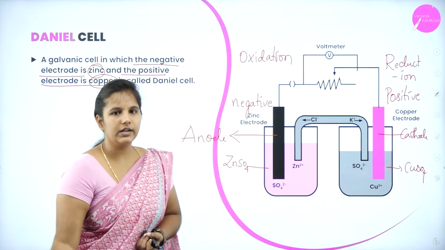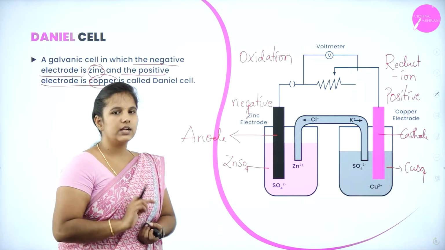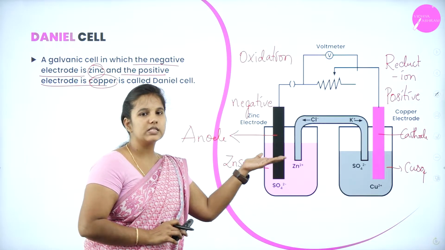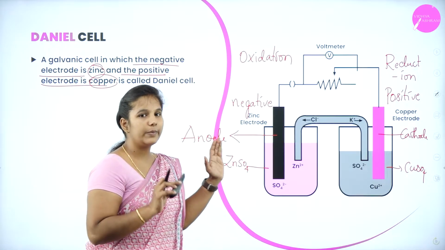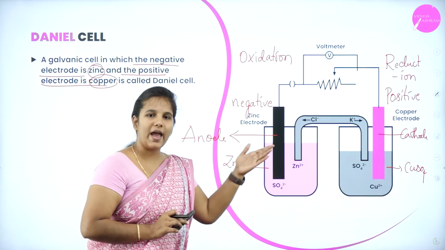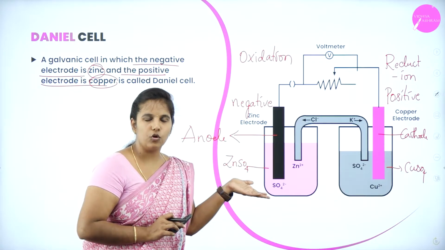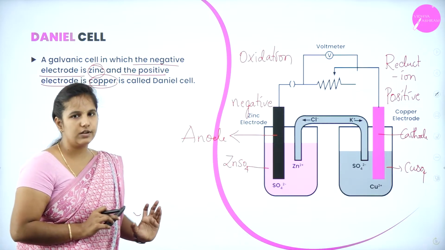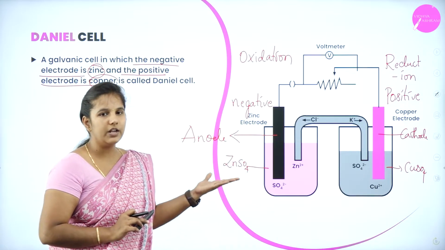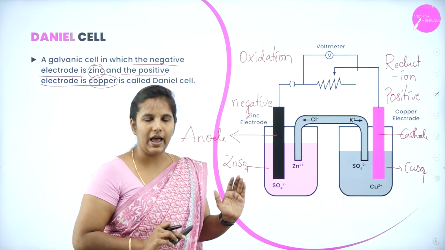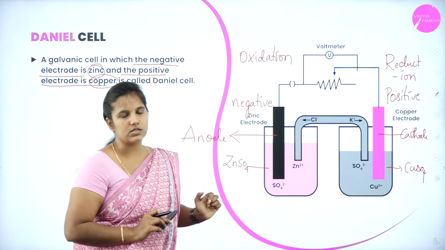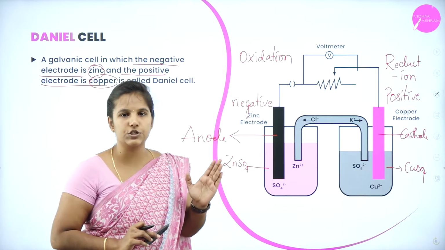Did you all understand the construction? What does the construction say? We have taken zinc as the negative electrode, whereas copper is the positive electrode. The zinc electrode acts as an anode and is placed in a zinc sulfate solution, whereas the copper electrode is the positive electrode, or cathode, placed in a copper sulfate solution. These two solutions are connected with the salt bridge, a porous bridge which allows only the migration of ions. At the anode, oxidation takes place, whereas at the cathode, only reduction takes place.